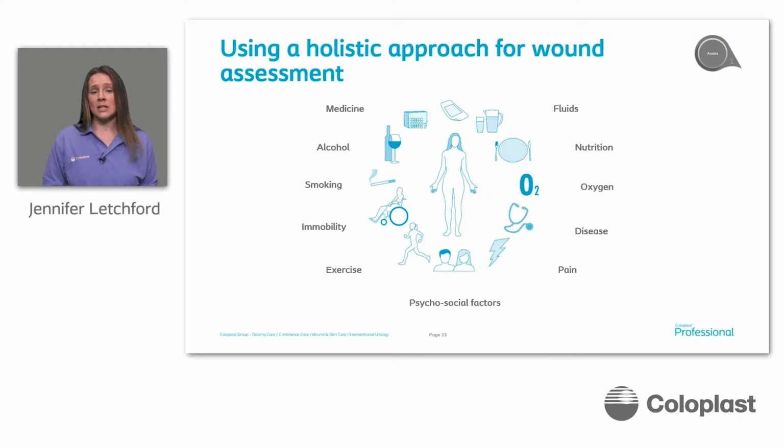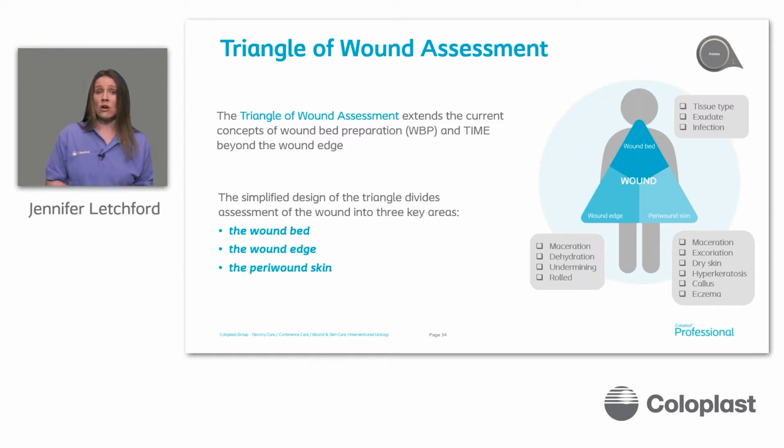So we need to be using a holistic approach and holistic assessment tools to help support us with our wound assessment. And these will take into account numerous things such as fluids, nutrition, oxygen, pain levels of the patient, immobility, their smoking status, any underlying diseases, and any medications that they might be on that again could be having an impact on their healing. So at Coloplast we have the triangle of wound assessment, which helps us to look at the patient as a whole, as well as the specifics of the wound, being the wound edge, the wound bed and the peri-wound skin.